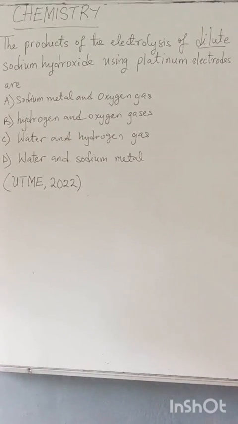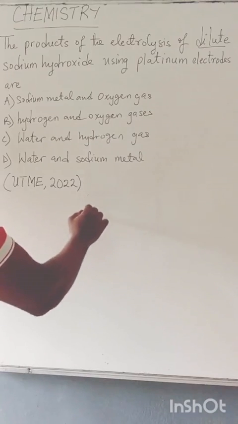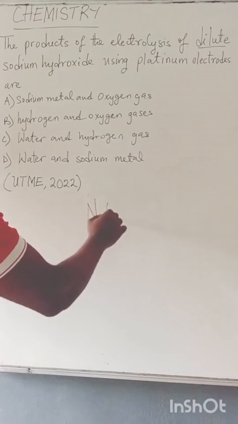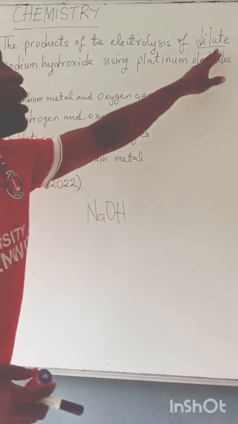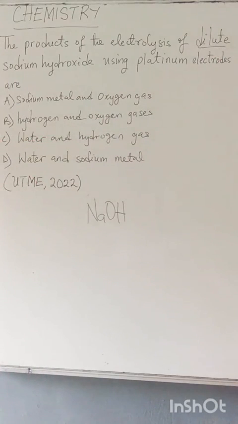Everybody who is offering chemistry at this level knows that the chemical formula of sodium hydroxide is NaOH. Is that clear? NaOH. And if you are told dilute, it means a solution of sodium hydroxide has been made. A solution of sodium hydroxide has been prepared.